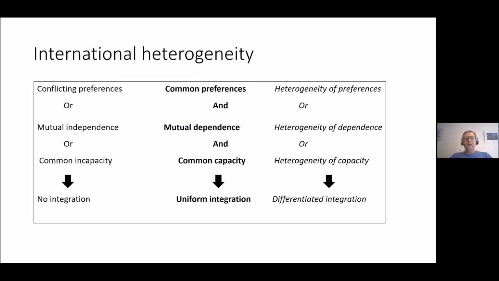So here's just a table that shows the different constellations. So as I said, uniform integration requires actually the coming together of common preferences, mutual dependence, and sufficient common capacity to implement whatever governments are able to agree on.